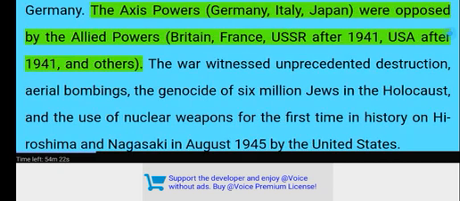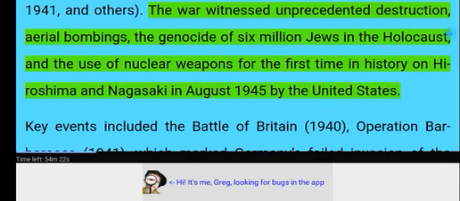The Axis powers, Germany, Italy, and Japan, were opposed by the Allied powers: Britain, France, the USSR after 1941, the USA after 1941, and others. The war witnessed unprecedented destruction, aerial bombings, the genocide of 6 million Jews in the Holocaust, and the use of nuclear weapons for the first time in history on Hiroshima and Nagasaki in August 1945 by the United States.